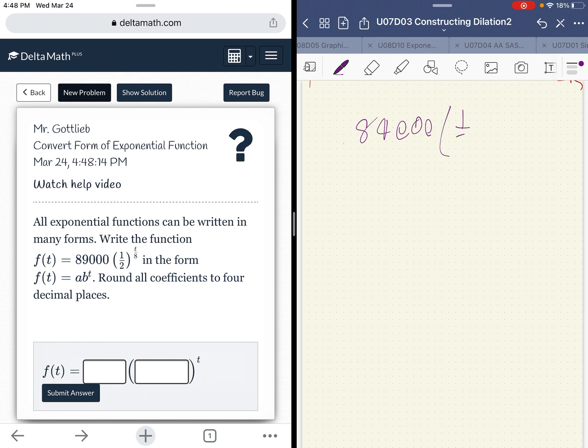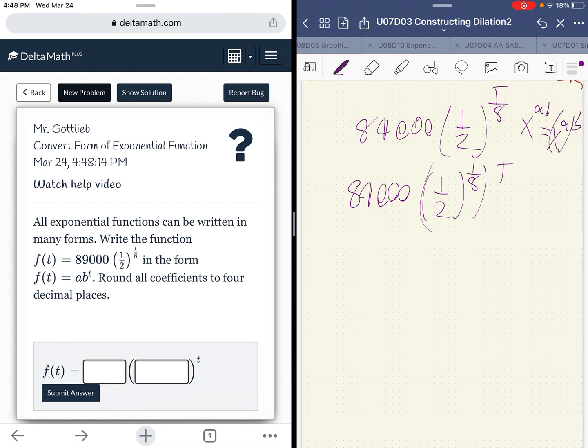$89,000 to the 1/2 t to the 8 power, and they ask you to write it without the 1/8 here. So the way we're going to do that is we're going to apply one of the exponent rules, which is to replace the t here with a 1/8 times t. So the rule for exponents is x to the ab is equal to x to the a, to the b. And this way we can just simplify this with our calculator.